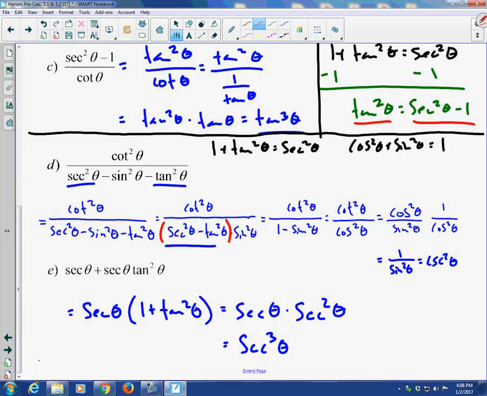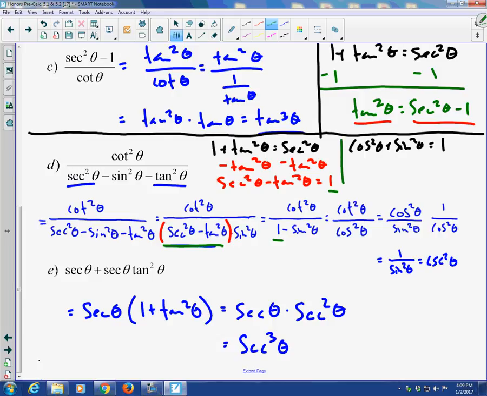And right here, we can say that with the Pythagorean identity, we have 1 plus tan squared theta equals secant squared theta. So if we subtract tan squared theta from both sides, we're going to get secant squared theta minus tan squared theta equals 1. So right here, we can substitute 1 for our secant squared theta minus tan squared theta.